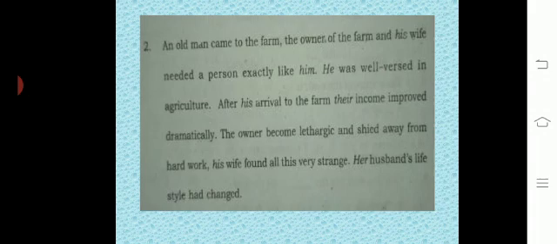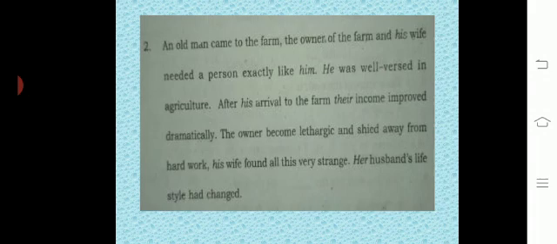Actually, you know what? This extract is from the 7th lesson, The Gardener, if you have read it. Hope you remember having read this, right? Yeah. So now, what is the first word given in italics here? His. Now, who is this his? See, an old man came to the farm, the owner of the farm and his wife. Whose wife? Owner's wife. Correct? Right. Then comes him. Him refers to the old man.